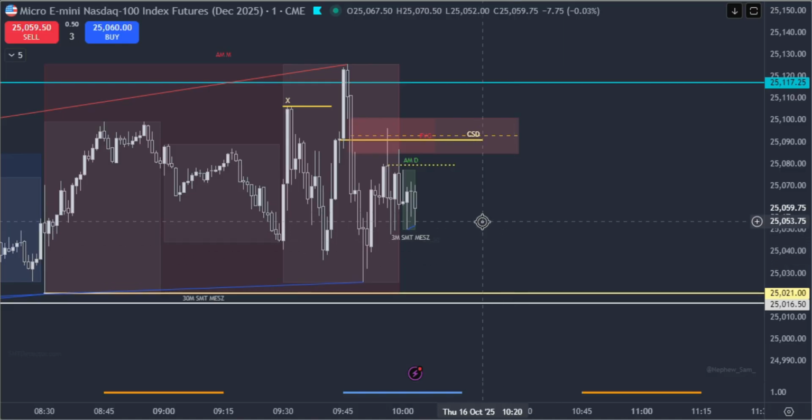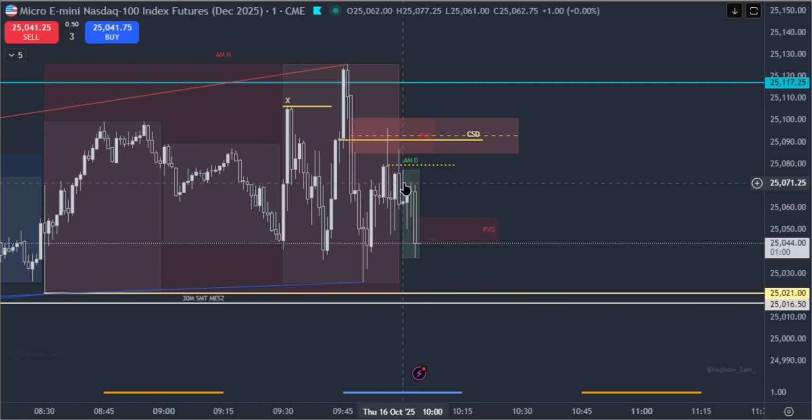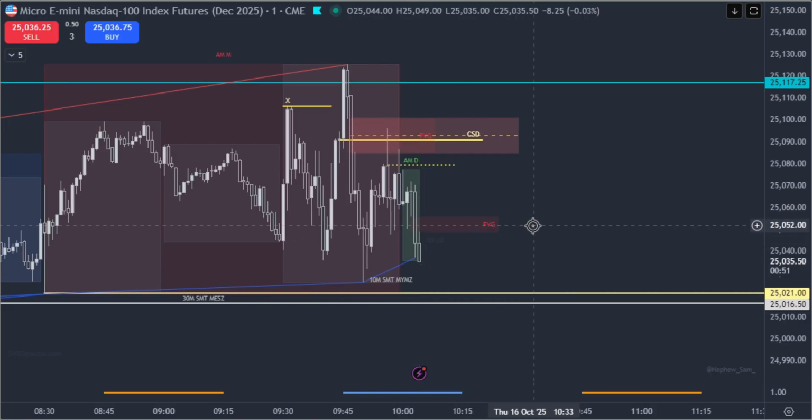It's like if you're a sniper playing a video game, you don't want to just shoot. You want to wait till that dude is just standing still. This SMT that I told you about, that could have been the move right there. You see, it's just giving large down candles.